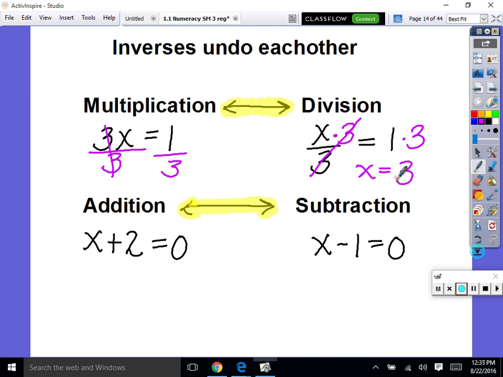Okay, addition, we would subtract 2 from both sides of the equation. X is equal to -2. Undoing subtraction, we'd add 1. Okay, we're all good with inverses.